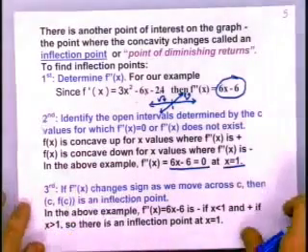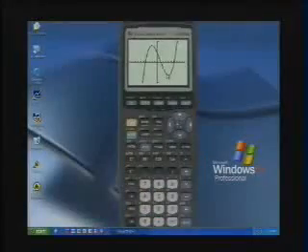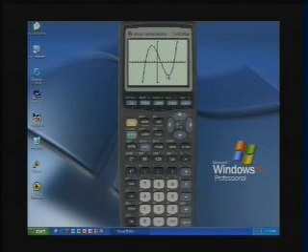Now let's switch back to our calculator and check all this. This is the graph of the original function. Notice that our function is increasing on the interval from negative infinity to negative 2, and then from negative 2 to 4, the graph is decreasing, and then from 4 to infinity, the graph increases. Notice also that we have a relative maximum at negative 2.